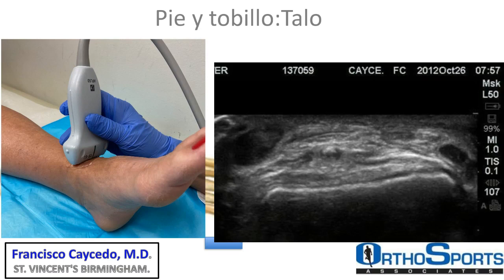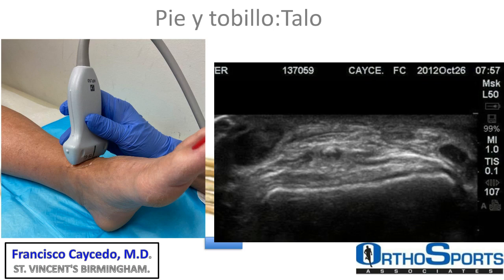The routine, I start with the top of the ankle, so you can see very nicely the hyperechoic signals of the talus, and a very nice line is the cartilage. And you can see some irregularity here, not necessarily meaning pathology of the cartilage, it is the fluid. Depending on the pressure I put, I can modify these lines.